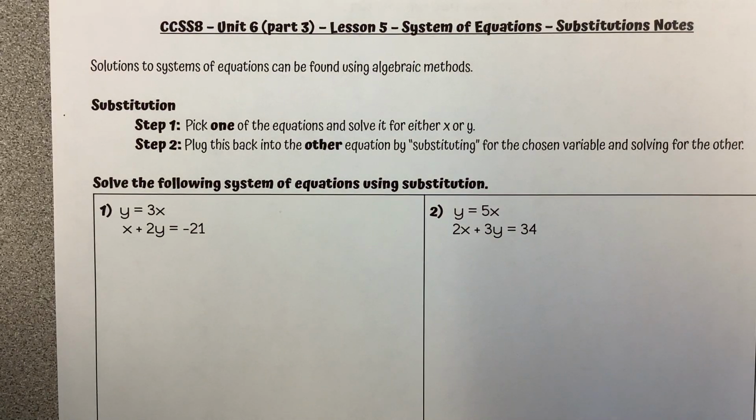The next part of this unit, we are going to be looking at solving systems of equations. Solutions to systems of equations can be found using algebraic methods, not just graphing. Graphing is not always going to be the most convenient. So the first method we're going to use is substitution. Eventually we're going to get some other methods and you'll be able to choose what you like best, but right now we're going to practice just using substitution.